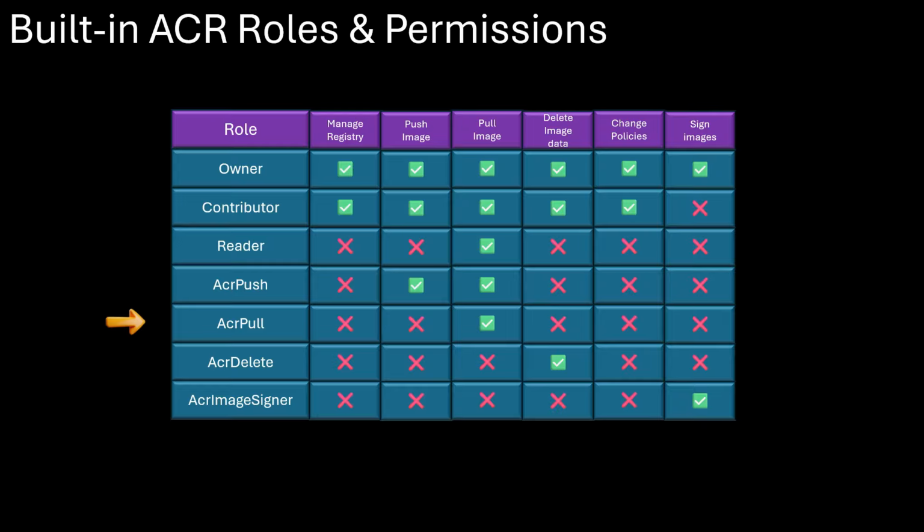ACR pull is best for container host nodes that need read-only access to images. ACR delete is for deleting image data. And ACR image signer is for automated processes that sign trusted images before pushing them. And you can assign ACR roles using Azure Portal, Azure CLI, Azure PowerShell, and Terraform and ARM templates.